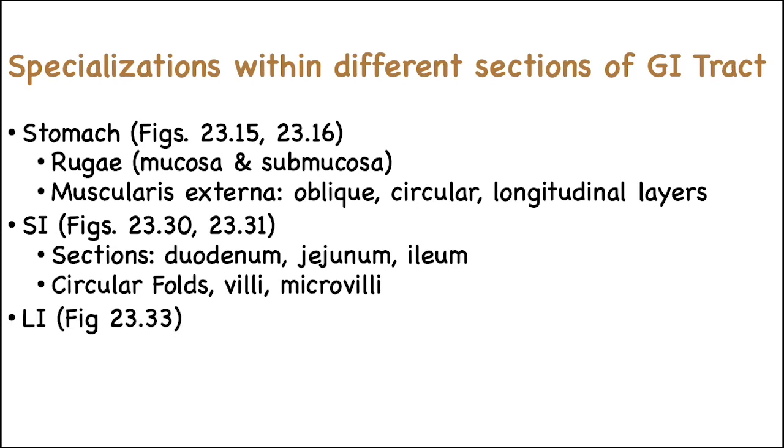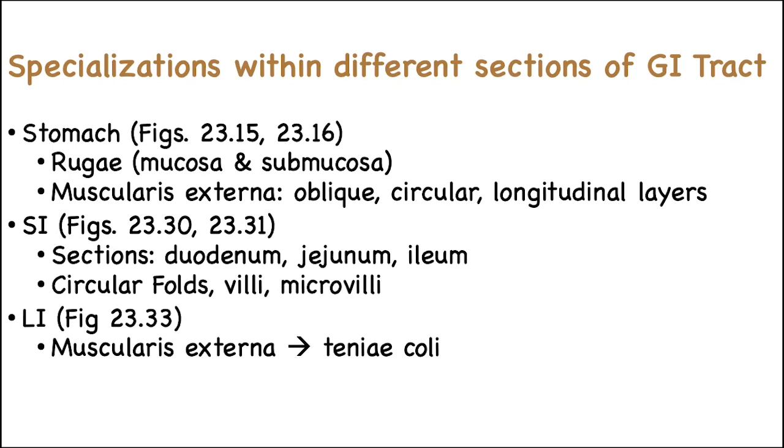The modification of the large intestine is with the muscularis externa. The muscularis externa is found in 3 longitudinal layers, and these are called the teniae coli. The muscle tone of the teniae coli pulls the colon into haustra, or pockets.